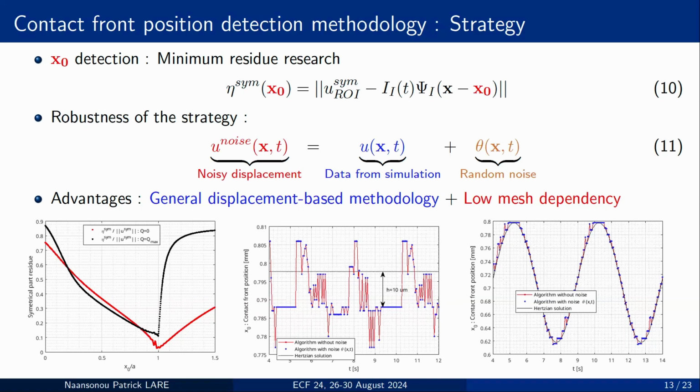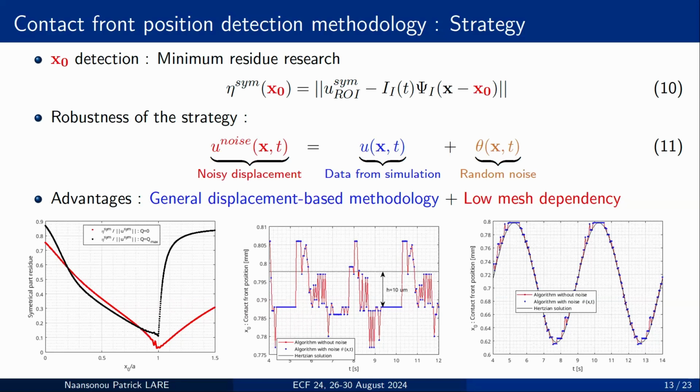And when we apply the methodology to all the time steps, we obtain this graph, where the contact front is supposed to be fixed. The analytical solution is the horizontal black line, the Hertzian solution. We can see that we are able to detect contact front positions that are around the analytical contact front position. And when the contact front position is moving, we are also able to detect it.